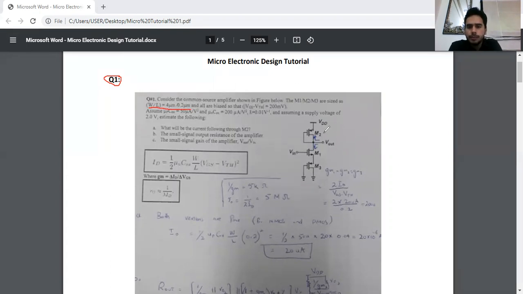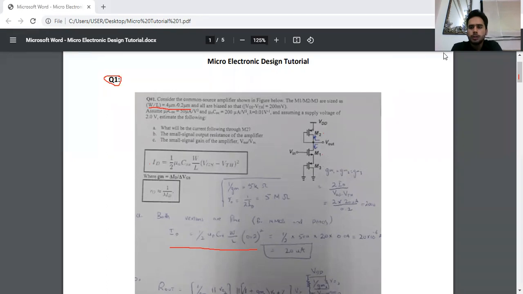So we see the diagram, this is M2, this is M1 and this is M3. So we need to find the drain current which flows through MOSFET number 2, which is a PMOS. We will be using this equation, that is ID equals 1/2 mu_p Cox W over L times the overdrive squared. So that is what we have done over here: ID equals 1/2 mu_p Cox W over L times 0.2 squared, which comes out to be 20 microamps. Now come to part B.